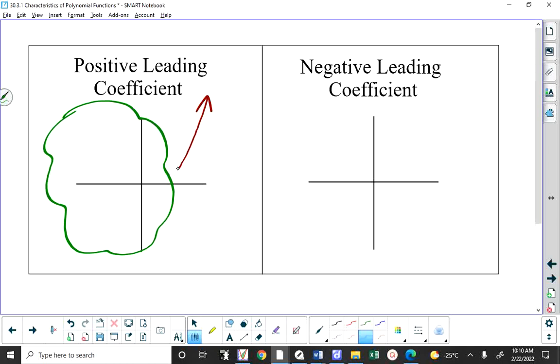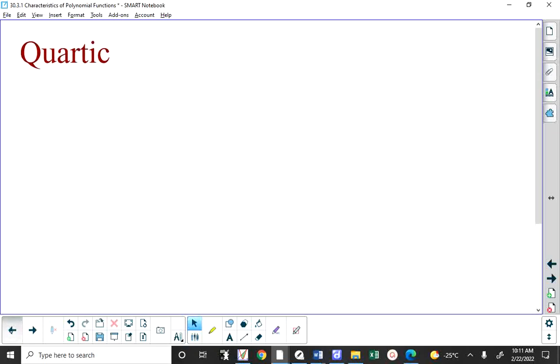Because if it has a positive leading coefficient, the right arm is up. The only thing you could say about the left arm, unless you look at the polynomial function, is I don't know. But if the polynomial function is odd, then the left arm must go down in the opposite direction to the right arm. If you have a negative leading coefficient, well, let me show this to you.